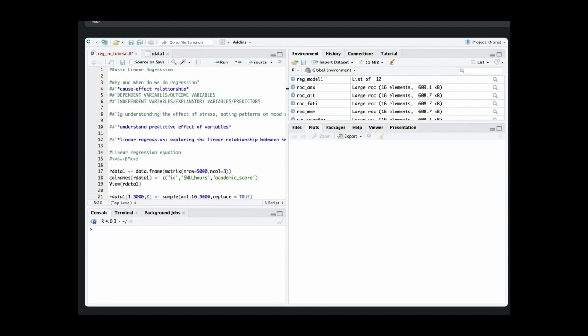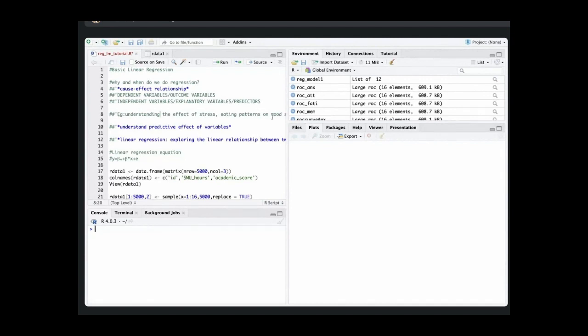And then the second class of variables are known as independent variables or explanatory variables when it comes to the context of regression. And sometimes we also call them predictors. So these are the variables whose effect we try to study on the dependent variables, right?